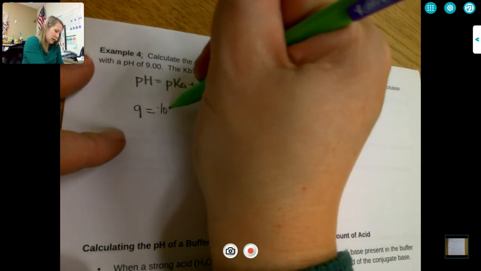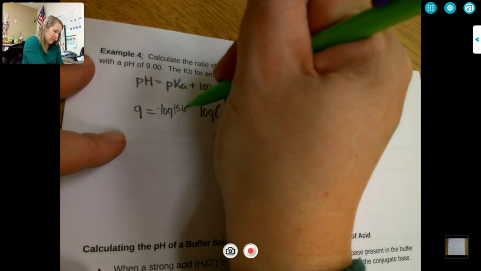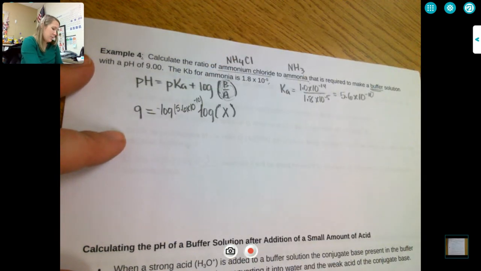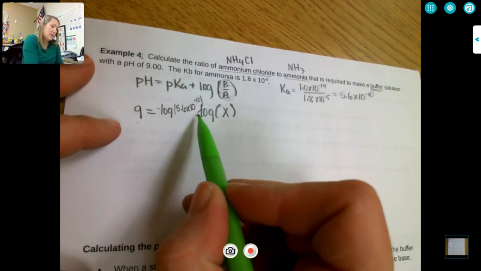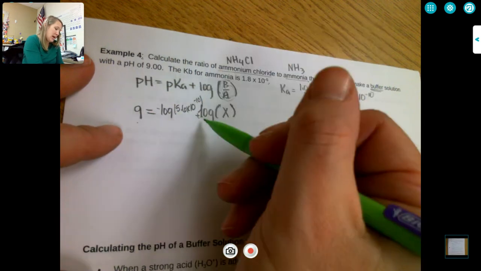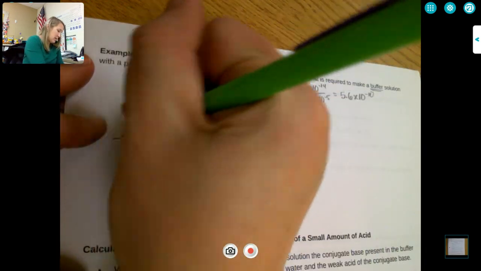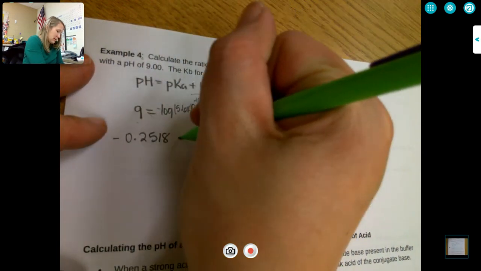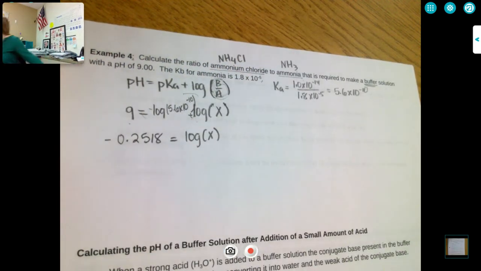So negative log of my Ka, plus the log of x. So the opposite of addition is subtraction. So 9 minus this amount gives me negative 0.2518 equals the log of x. And we want to get rid of logs.